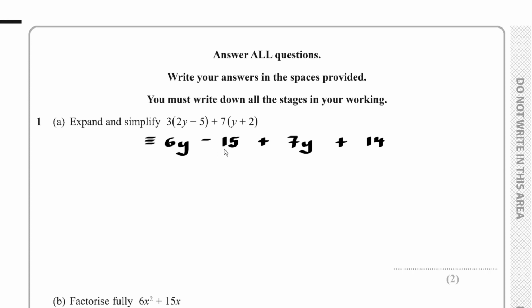So we have 6y subtract 15 plus 7y plus 14, and if we collect like terms, 6y plus 7y, that's 13y, negative 15 plus 14, that's negative 1. So the expression given is equivalent to 13y subtract 1.